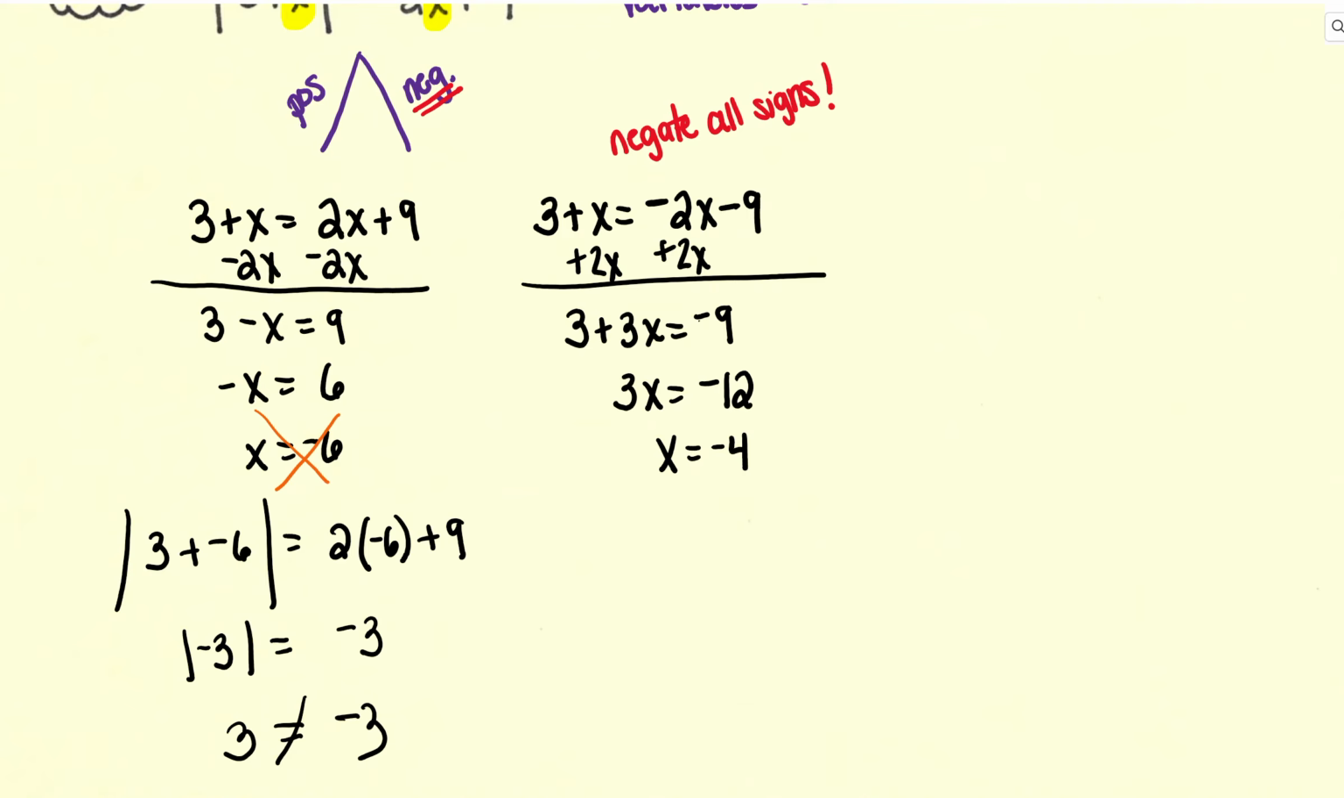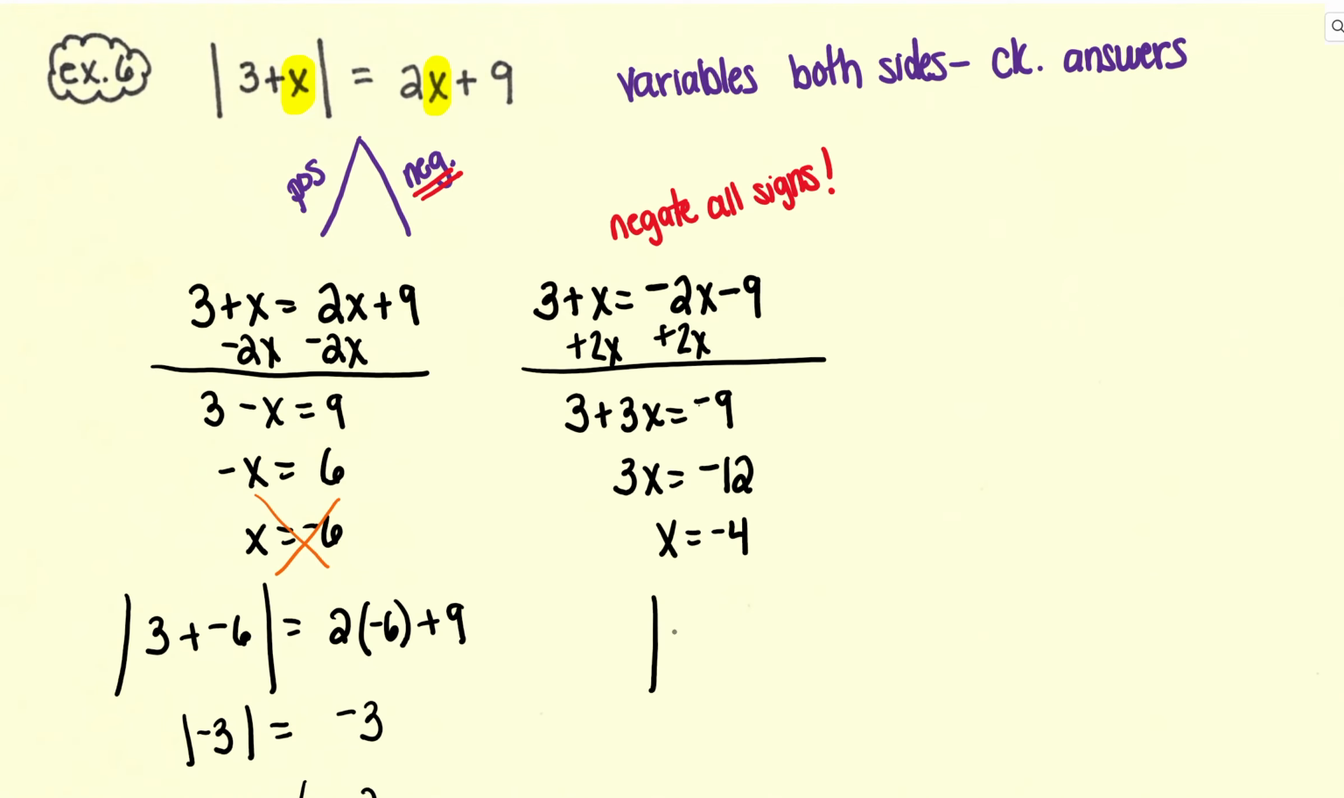Do the same thing on the other side, going back to the original problem. So 3 plus negative 4 equals 2 times negative 4 plus 9. This is going to be negative 1, and the absolute value of negative 1 is positive 1. And over here, negative 8 plus 9 is 1. That's a true statement. So this one checks.